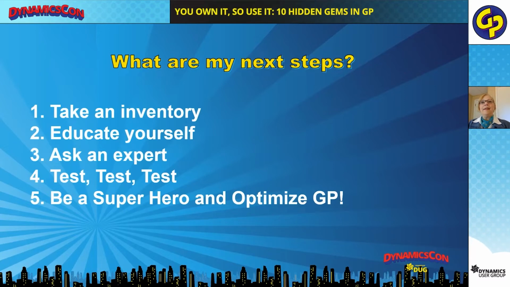And then test. I can't emphasize that enough. So make a backup, test, create a test company with a copy of your data and test it. Maybe make yourself a power user in that system and that test company. And then you have free access to everything that's installed. And then be a superhero on Optimize GP.